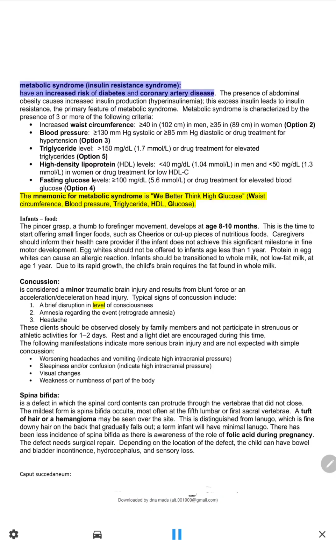Metabolic syndrome, insulin resistance syndrome, have an increased risk of diabetes and coronary artery disease. The presence of abdominal obesity causes increased insulin production, hyperinsulinemia. This excess insulin leads to insulin resistance, the primary feature of metabolic syndrome.